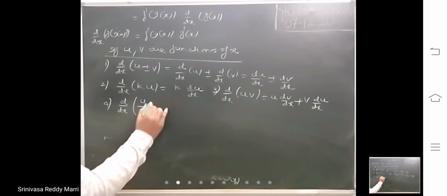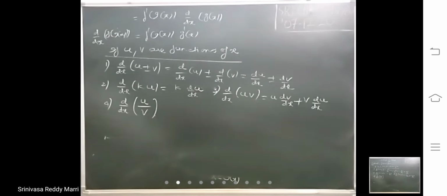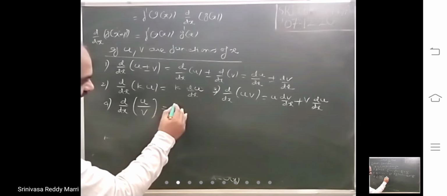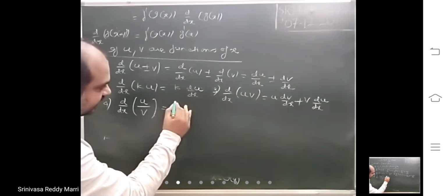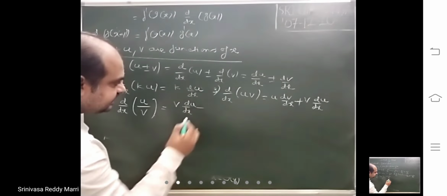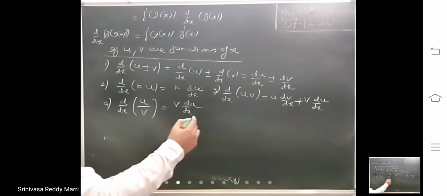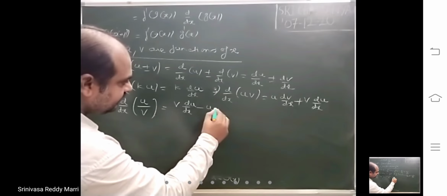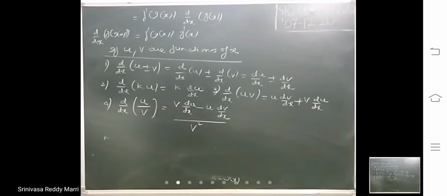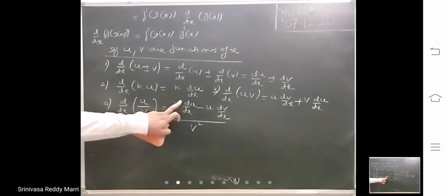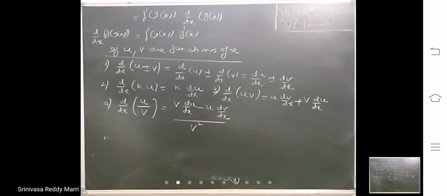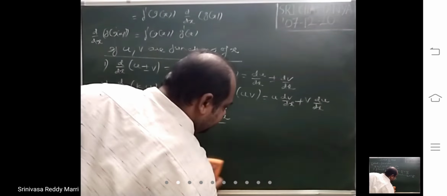d by dx of u by v, the quotient rule. That means the division rule: one function of x divided by another function of x. The formula for this is the denominator v into d by dx of u, that means du by dx, the derivative of the numerator, minus u into the derivative of the denominator, divided by v square. This is the formula. Denominator into derivative of numerator minus numerator into derivative of denominator, divided by v square. These are the basic rules we will apply in differentiation.